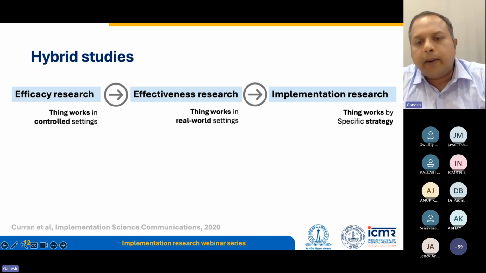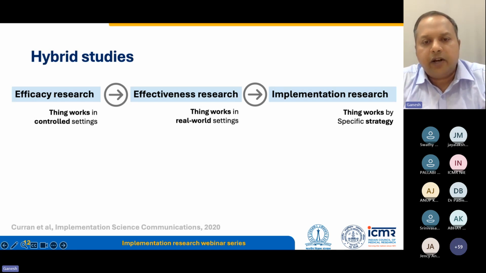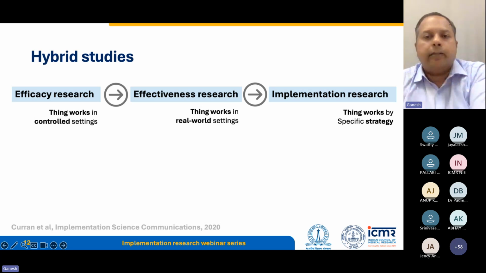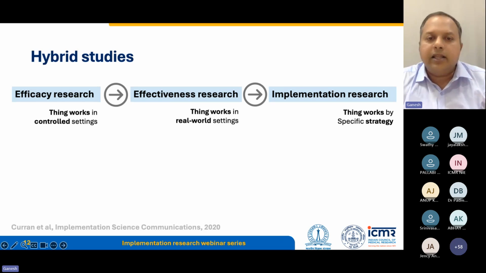You all know this is the pipeline of efficacy research to effectiveness research to implementation research. Sometimes we need not wait for an effectiveness research to complete in order to start an implementation research. Please try to understand that implementation research is the only way where you can wisely, scientifically answer which particular strategy will convert the evidence into a policy or a practice, so that the expected outcomes, which are already there in effectiveness research, could be delivered much better.